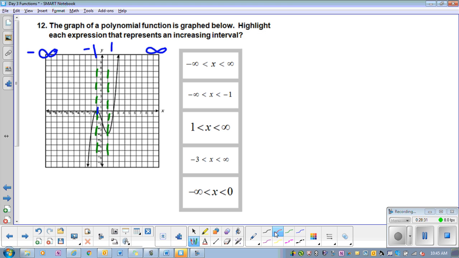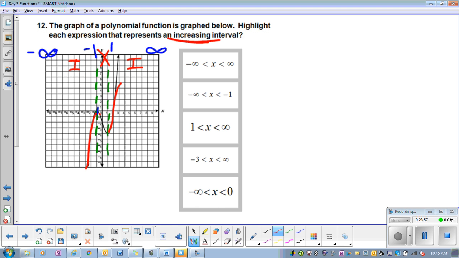What is it doing from negative infinity to negative 1? It's going up, so it's increasing. Yeah. What's it doing from negative 1 to 1? Decreasing. Okay, so we don't want that, right? Because they only wanted the increasing. What's it doing from 1 to infinity? Increasing. So which one of those tells me between negative infinity to negative 1?